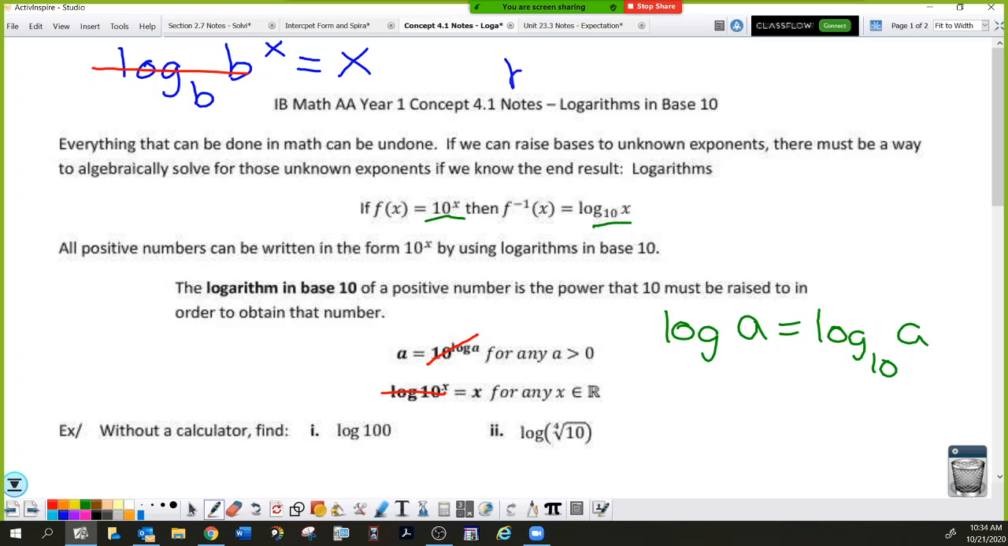Let's see. b raised to the log base b of x still equals x. Again, log base b and exponential base b cancel each other in either order because they are inverse operations. Just like addition and subtraction will cancel each other in either order, as long as they're the same number, right? So as long as they're the same base, they'll cancel each other.